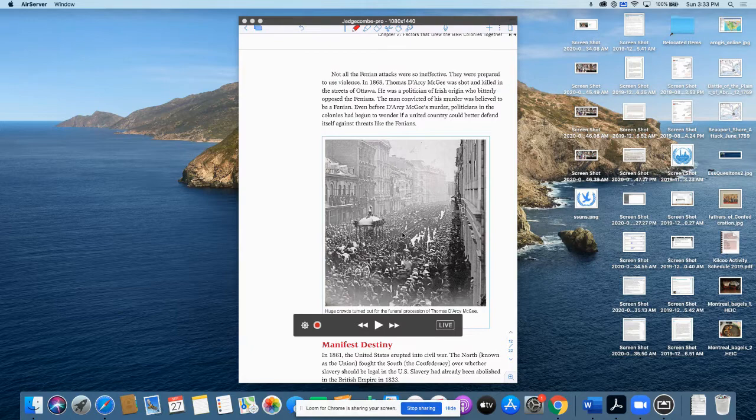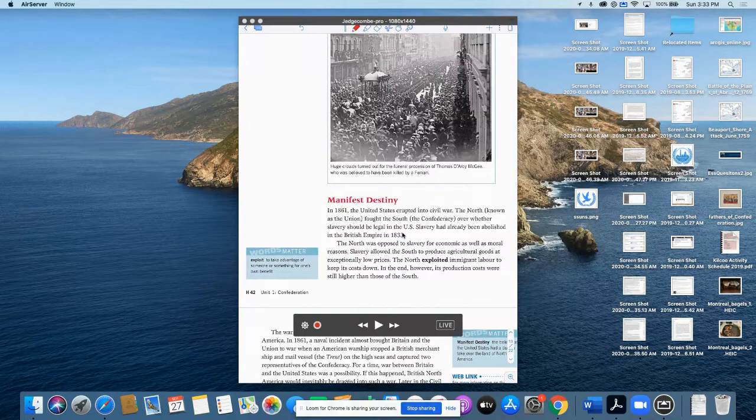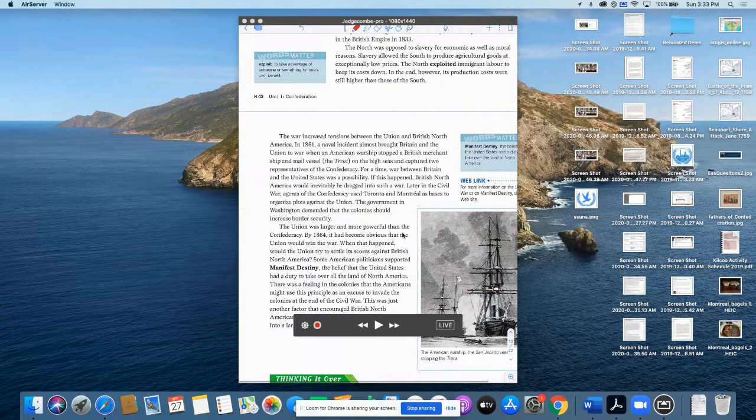Something else that was going on, manifest destiny, that was the belief that the United States had the rights to all of North America, and the Civil War was going on as well. And there were tensions between the Union, that was basically the United States, and British North America, that's the British colonies. Britain had actually helped the Confederacy, that's basically the South, by using Toronto and Montreal as bases to organize plots against the Union. So there was that tension as well.